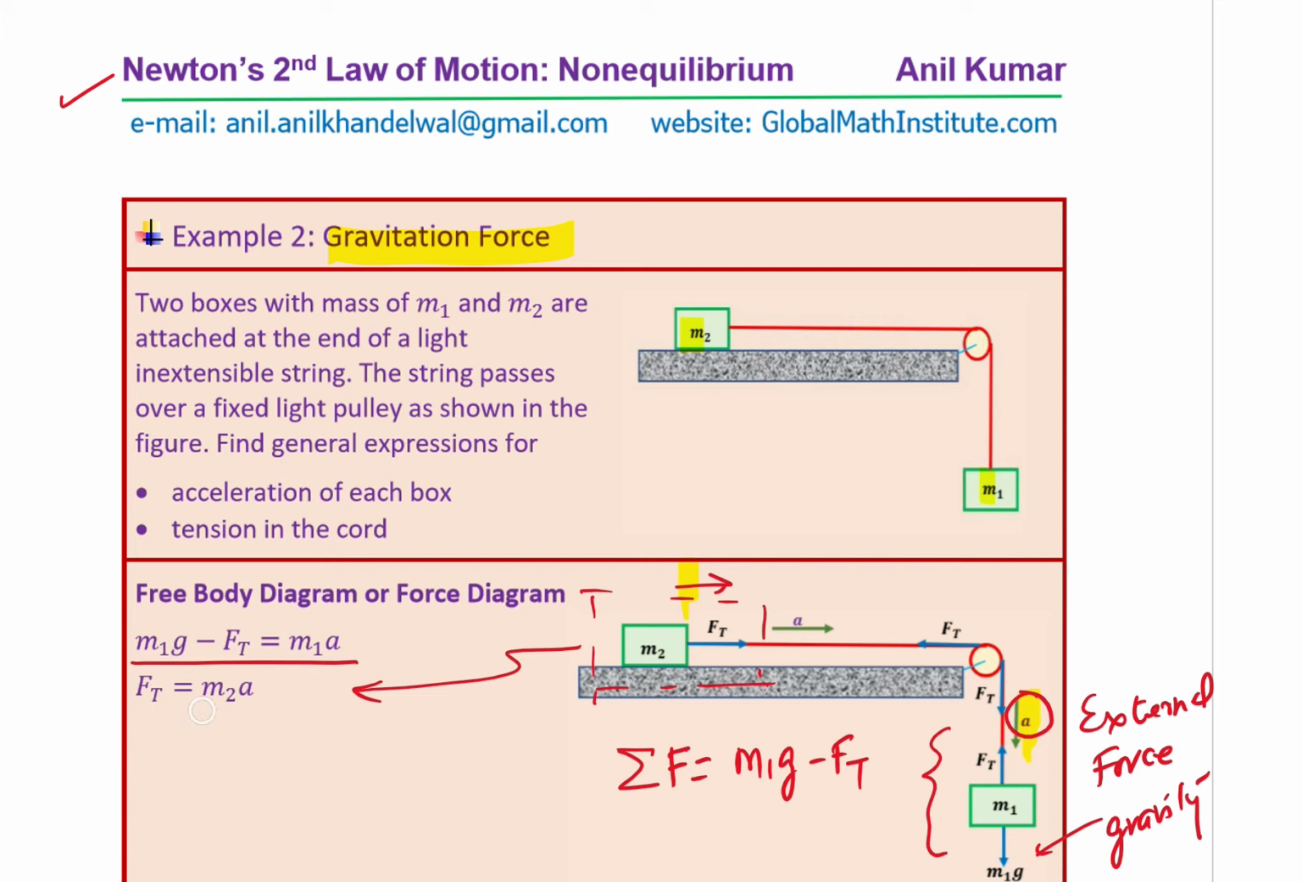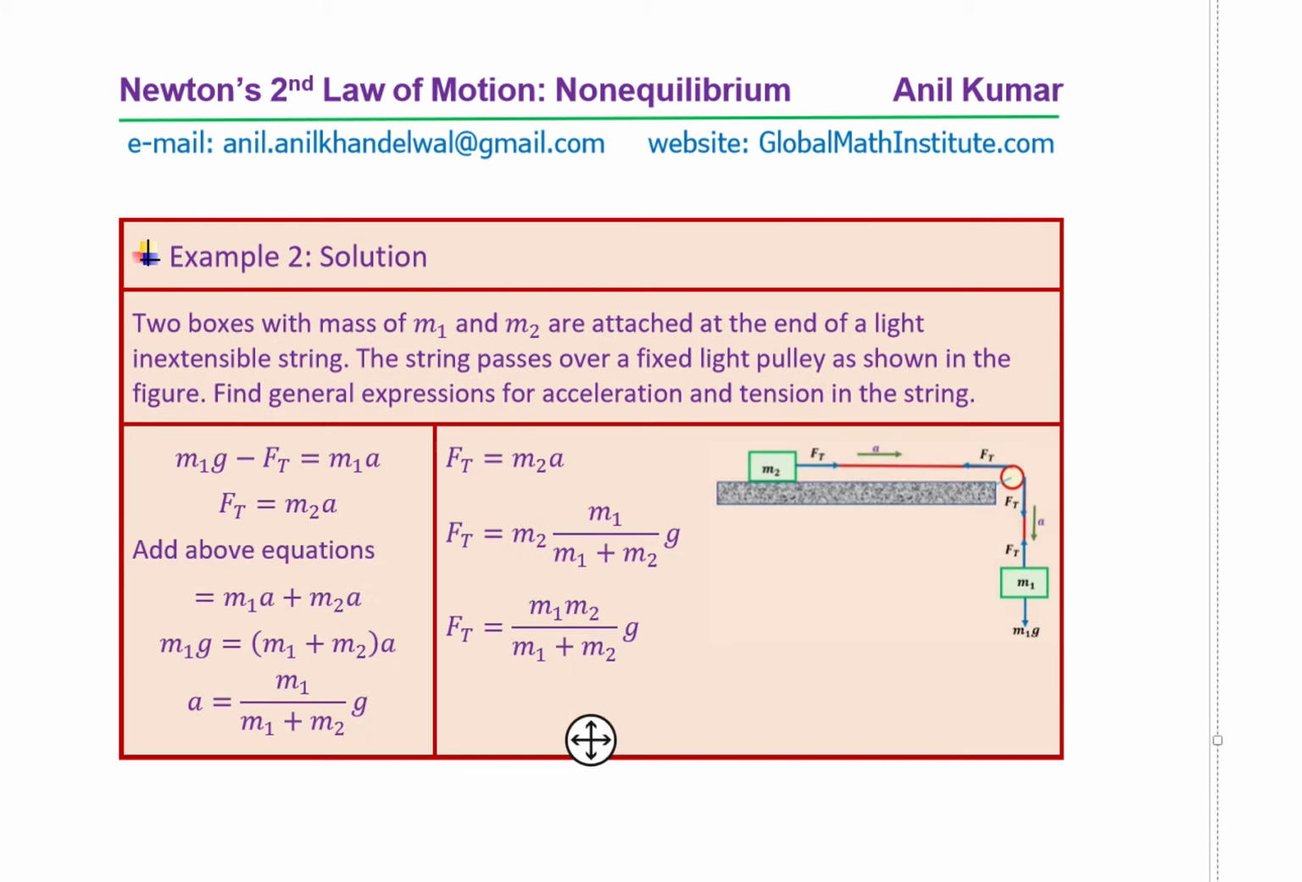So Ft is m2a. So we get two equations here to work with. Perfect, just as we got it in the last example. Now with these two, we can always eliminate Ft by adding them up, finding acceleration, simple as that, and then rearranging and finding Ft, multiplying acceleration with m2, right? So here is the solution.